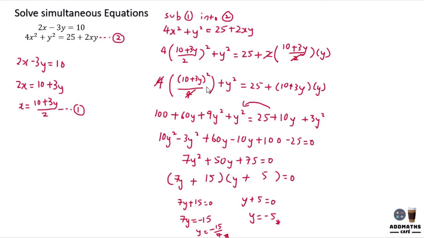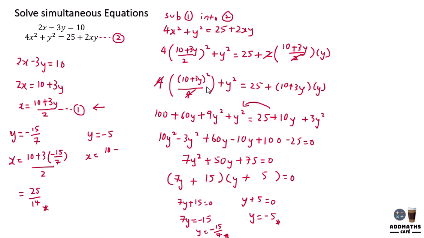Then you need to substitute this y into this equation to get the x. So to get x, let's say y equal to negative 15 over 7. To get x, substitute in 10 plus 3 times negative 15 over 7, divide 2. By using calculator, you will get an x of 25 over 14, all right. And from this case, y equal to negative 5, and substitute back into the equation of 1, 10 plus 3 times negative 5 over 2. By using calculator, this will give you a negative 5 over 2. So you will have two answers.